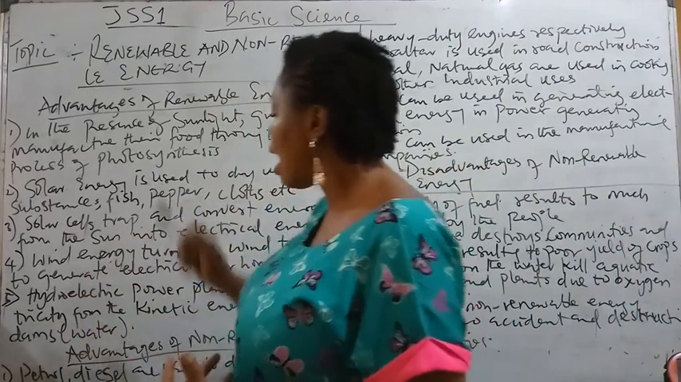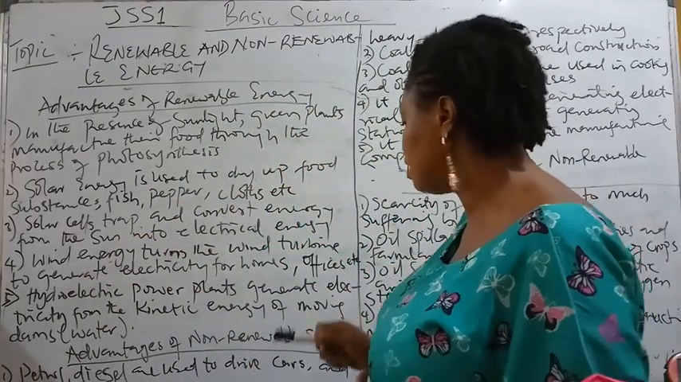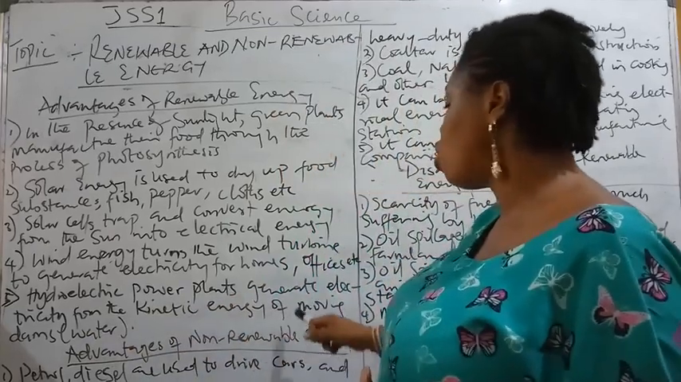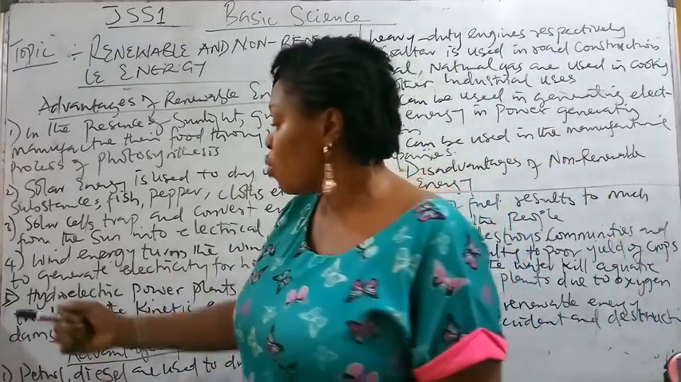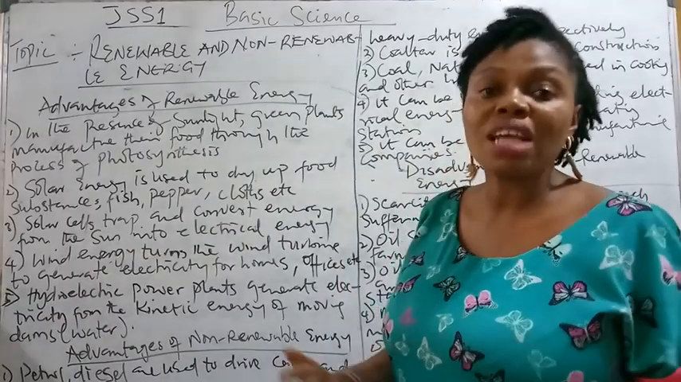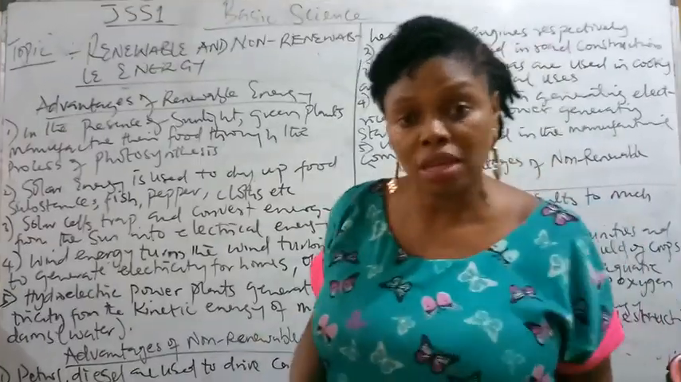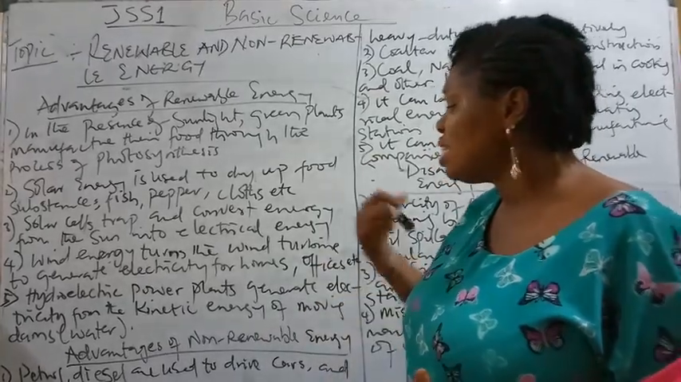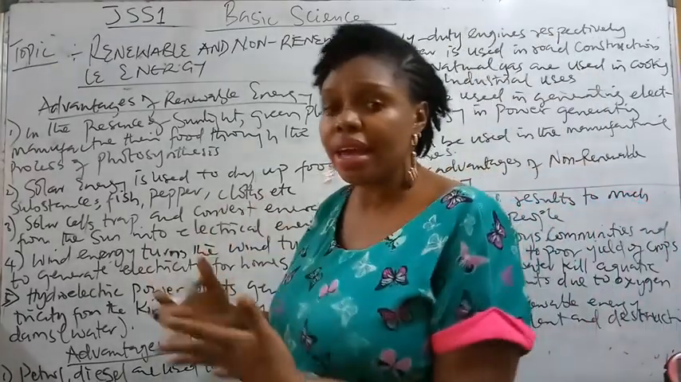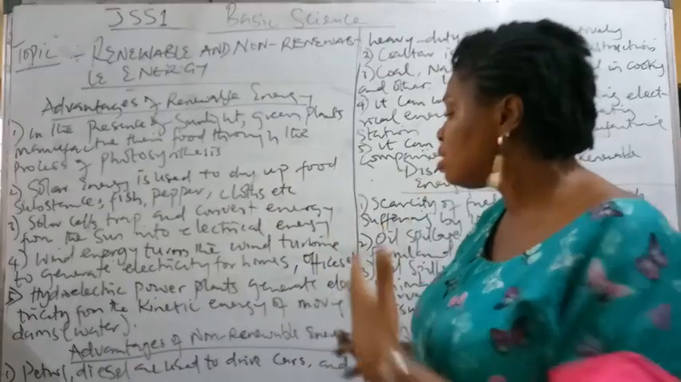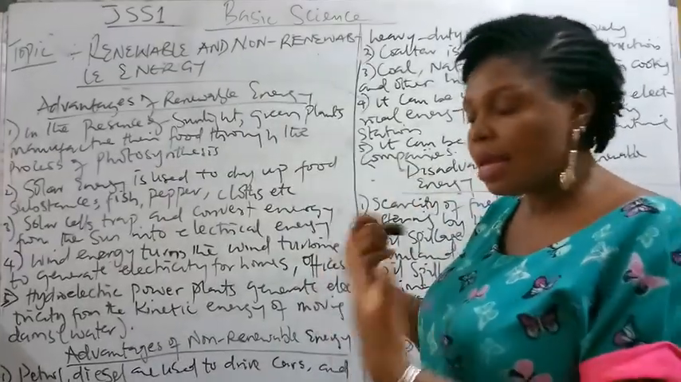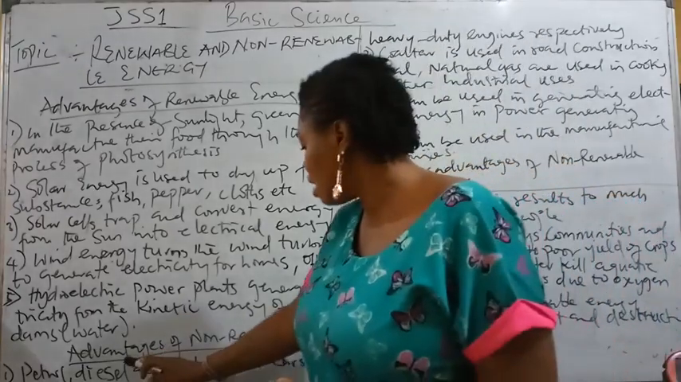Number five, hydroelectric power plant. It generates electricity from the kinetic energy of moving water. When you hear of hydro, we are talking about water, the water that we drink. It can give you what? Energy. So when this water is moving, kinetic movement, when it's moving through the dams, it generates what? Electricity.